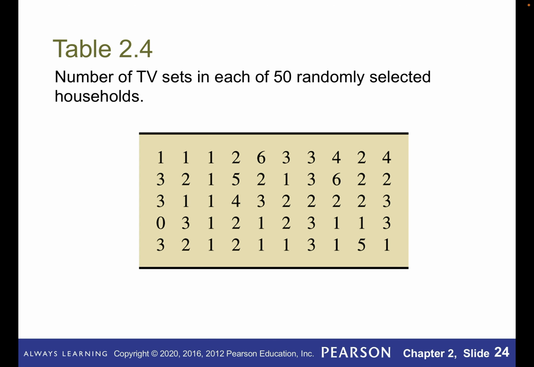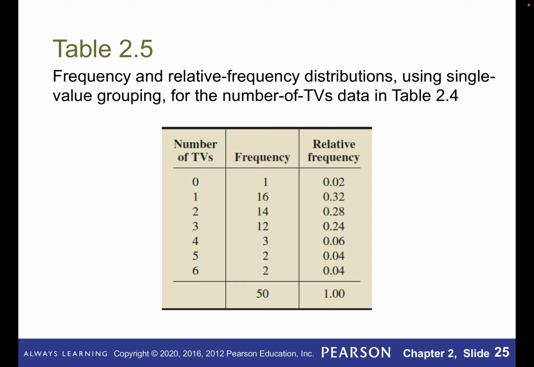So an example of single value grouping would be what we see here, the number of TV sets in a household. And you can see that 50 households were randomly sampled. And so the data value ranges from 1 to 6. That's not too much. And so each data value itself can serve as the class. So here we have a frequency distribution and a relative frequency distribution for this data. And again, this is single value grouping because each data value serves as its own class.